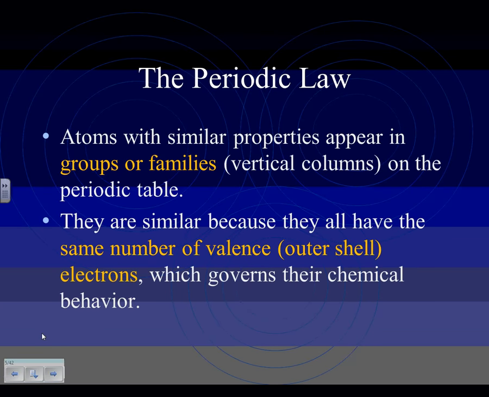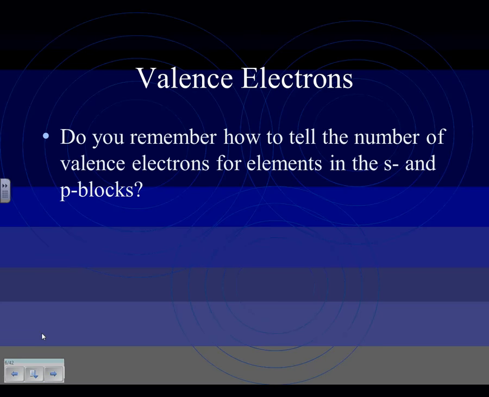Now, the groups and families are very similar because they all have the same number of valence, or outer shell, electrons, which governs chemical reactivity, as I said before. Valence electrons refers to the number of electrons in the outermost shell. These are generally the electrons that will engage in a chemical reaction. Hopefully you remember how to tell the number of valence electrons for elements found in both the S and P block.